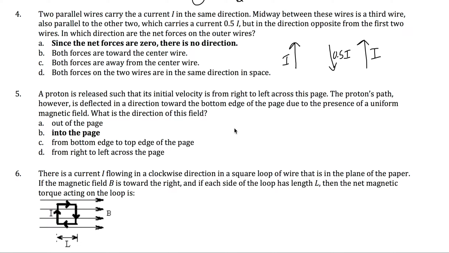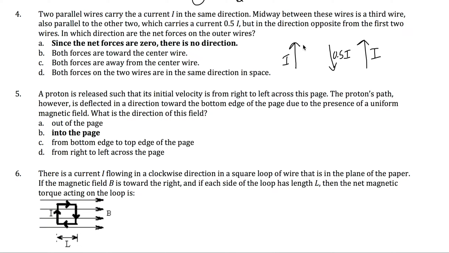Let's do number 4 here. So I already drew a picture that we have two wires that carry a current in the same direction. So that's this wire here and that one over here. Midway between them, we have a third wire carrying a current in the opposite direction, and it's half of the current as the other two. So that's how we want to visualize.